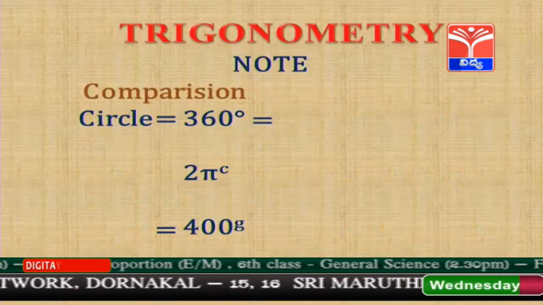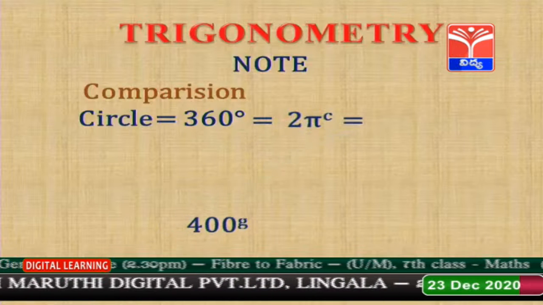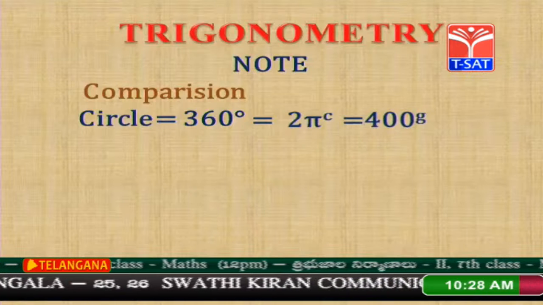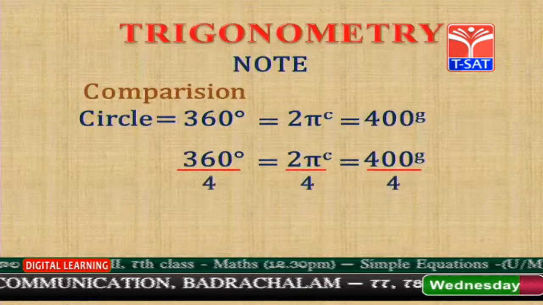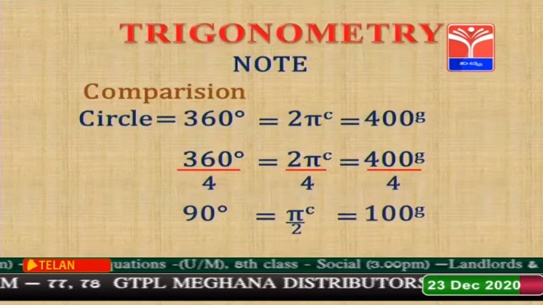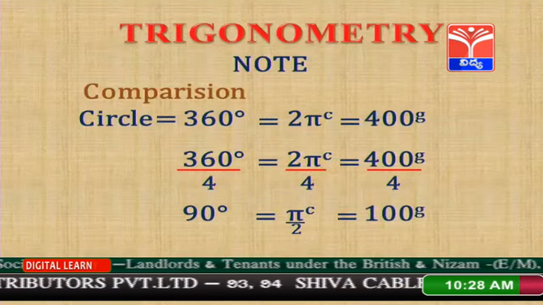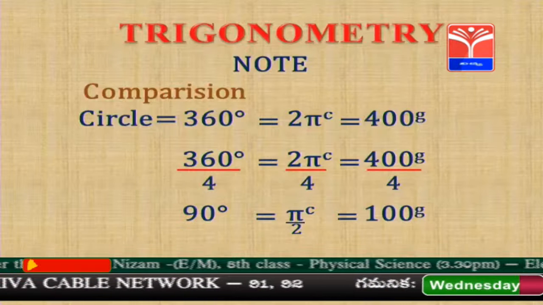So, let us have the relation and comparison between them. Now, you see that one circle is equal to 360 degrees, that is 2 pi radians, which is equal to 400 gradients. Now, if I divide all the values by 4, you will be getting the quarter value of it. That means, 90 degrees is equal to pi by 2 radians, which is equal to 100 gradients. Is it right? So, this is the general comparison which we are using nowadays.